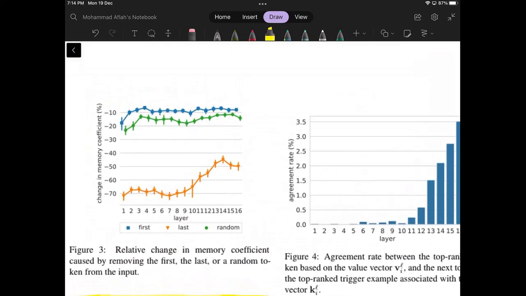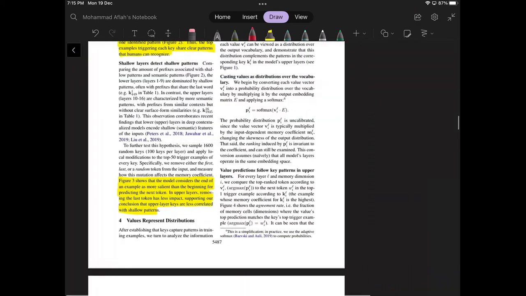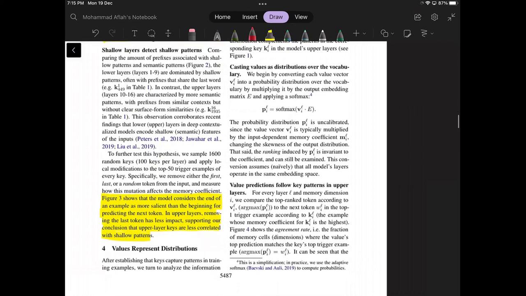So you can see, for the upper layers, so the later layers, this is less. Okay, sorry, this is not what this key means. I'm sorry. These are the layers, right? So for the 16th layer, removing the last token has much less impact than removing it for the first layer. All right, so values represent distributions.